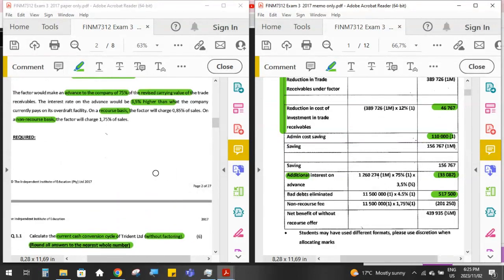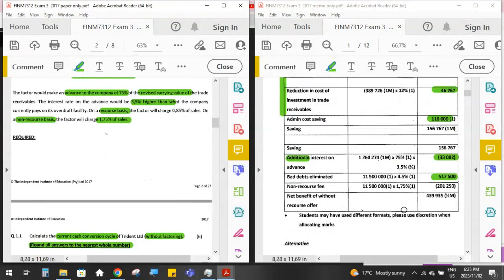Then the next thing I'm going to have is I have to work out how much this 1.75% of sales is because I have to pay that as a flat fee to the factor. So again, they told us to use the total annual sales times 1.75%. That is going to be an additional or new expense. So put it in brackets, cost out, the factoring fee.